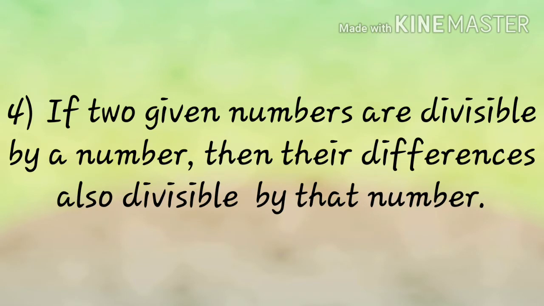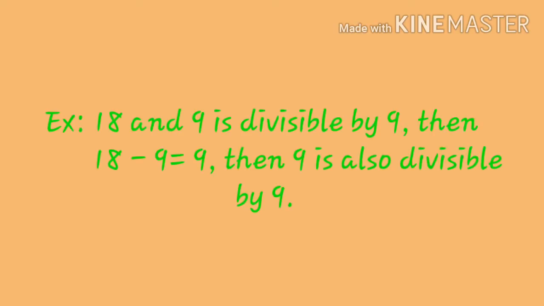If two given numbers are divisible by a number, then their difference is also divisible by that number. Take for example, 18 and 9 are divisible by 9, then their difference 18 minus 9 is equal to 9, and 9 is also divisible by 9. Like this, for all four rules you can take any example and divide and check.